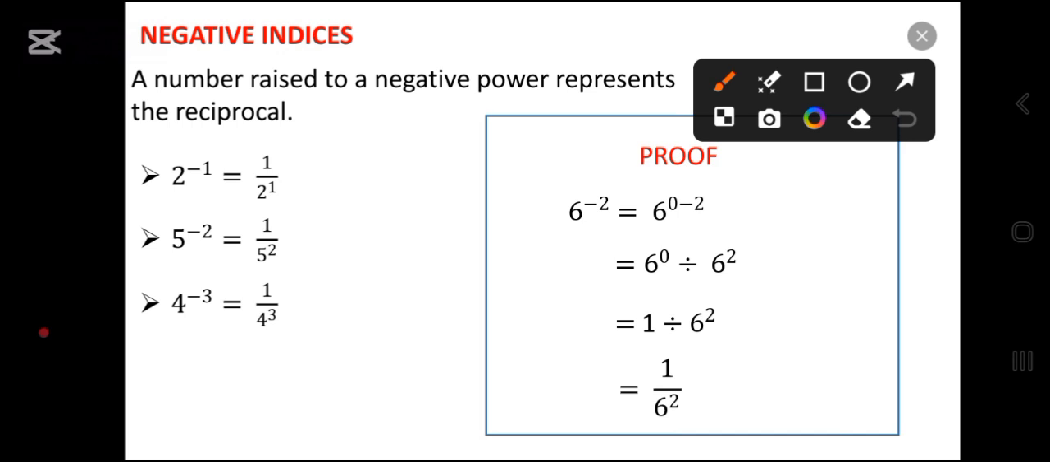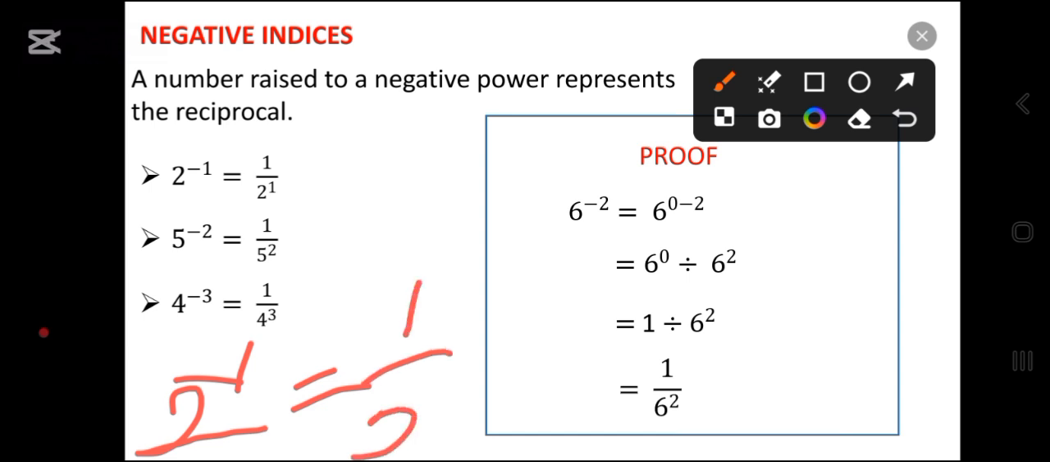Today, we shall start from negative indices. The law of negative indices states that any number raised to a negative power is equal to the reciprocal of that number, or 1 divided by that number, raised to the positive power.